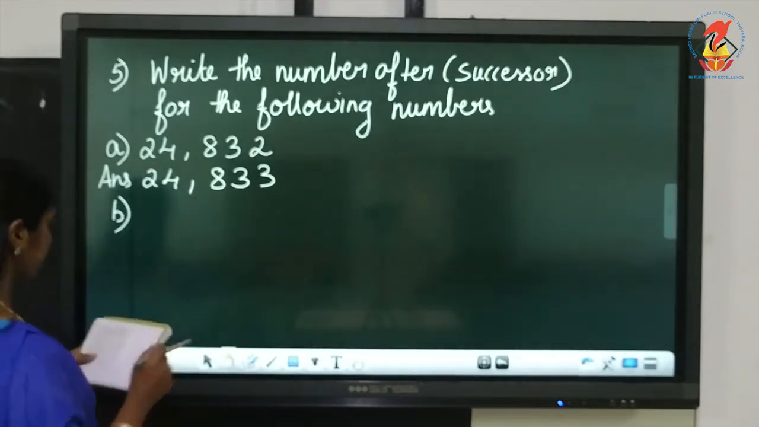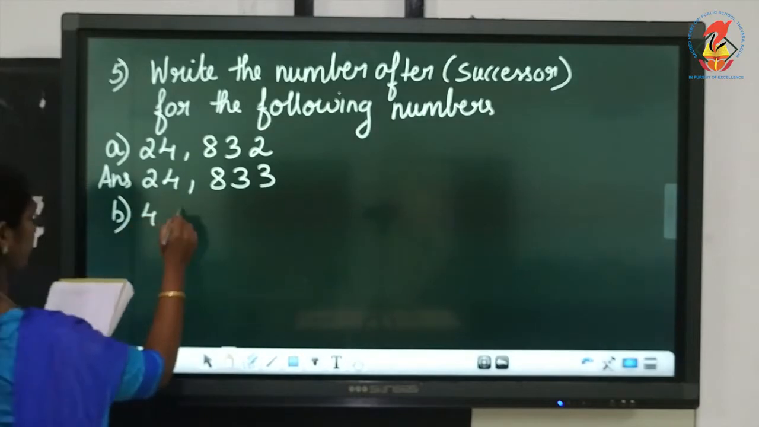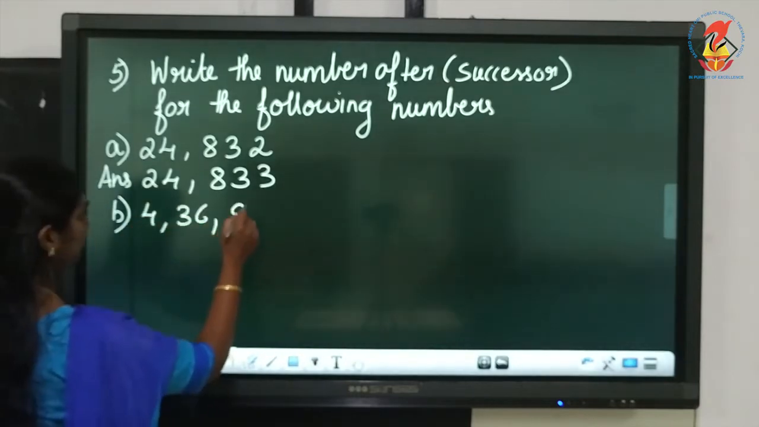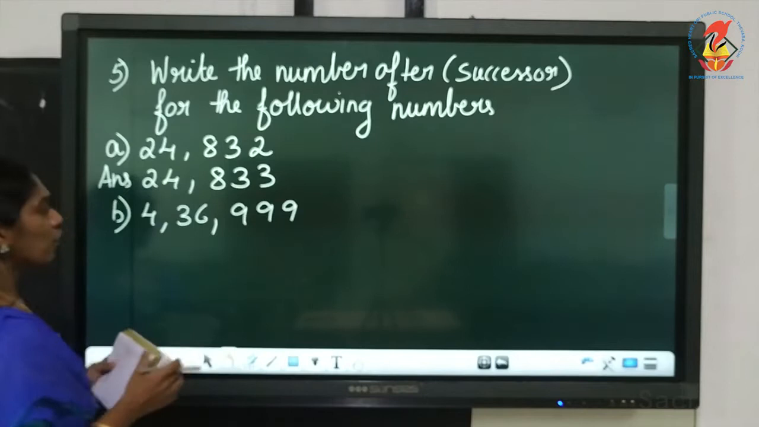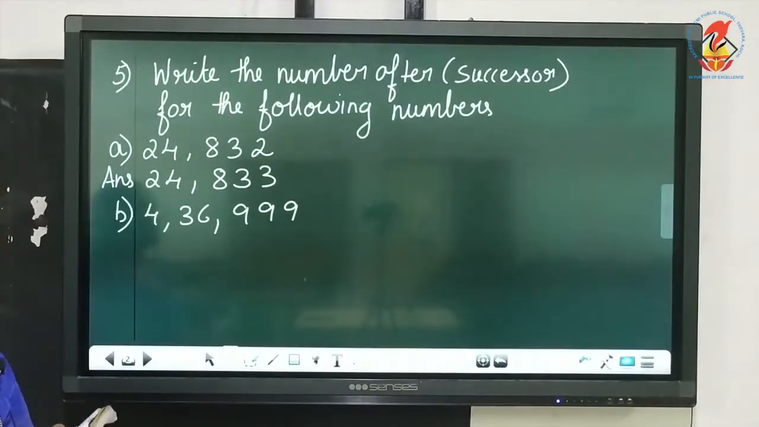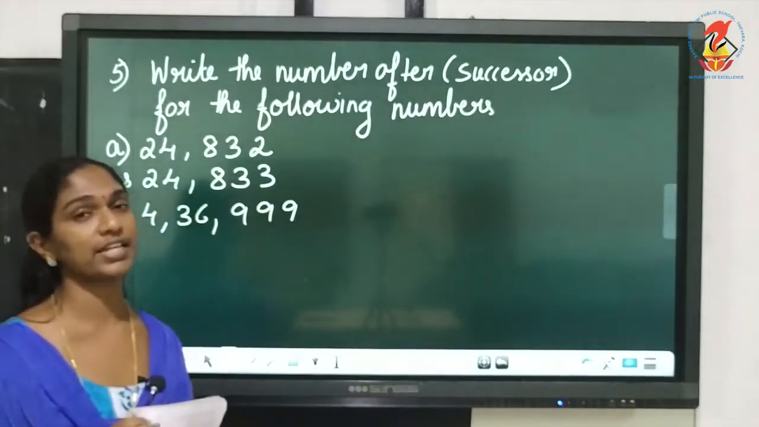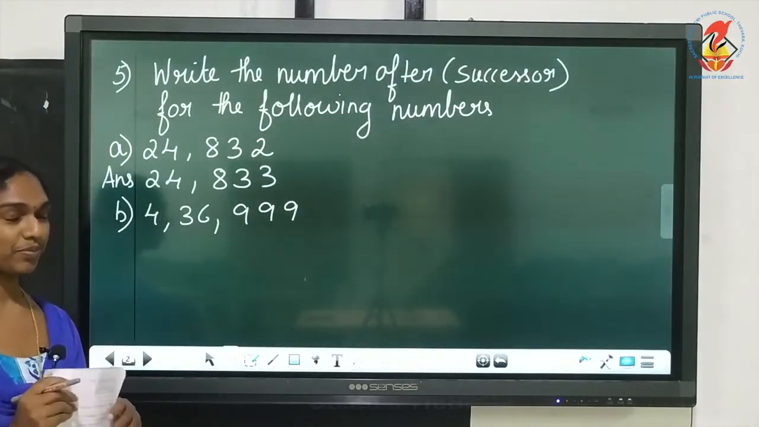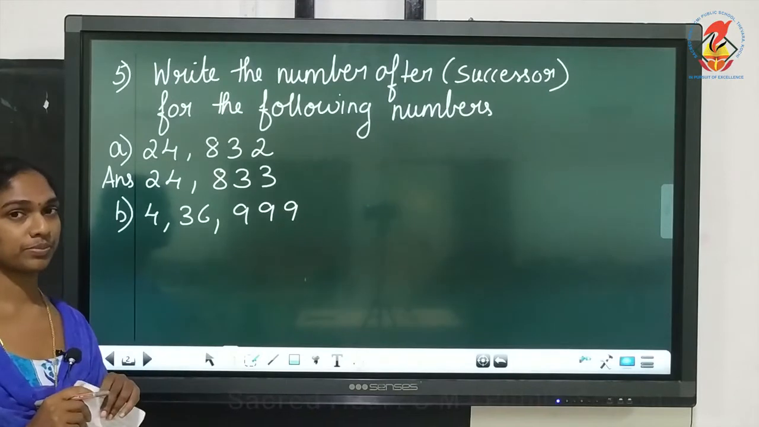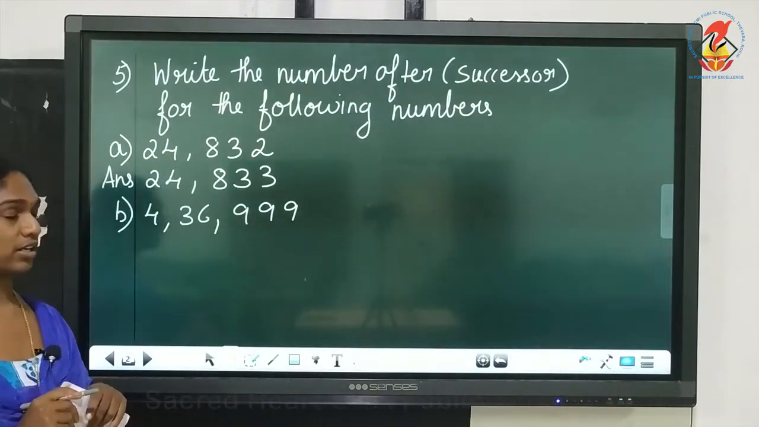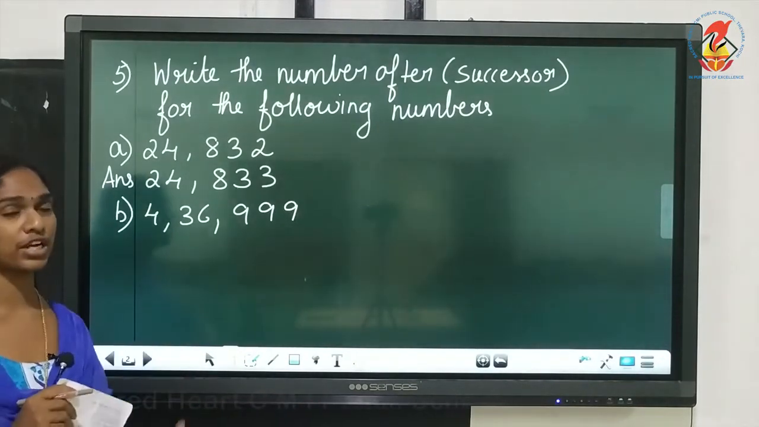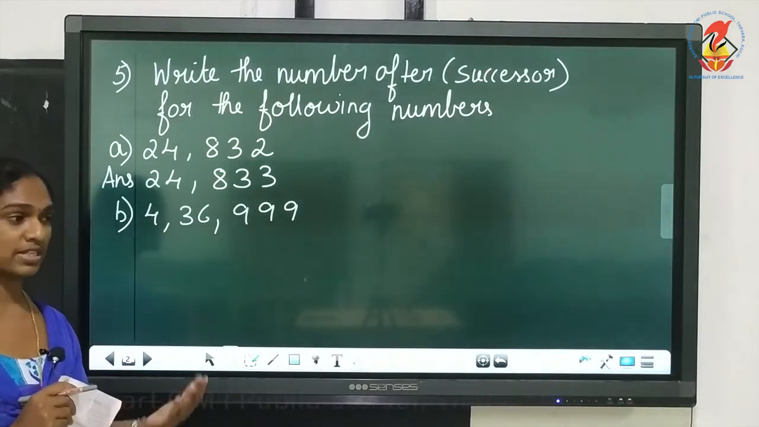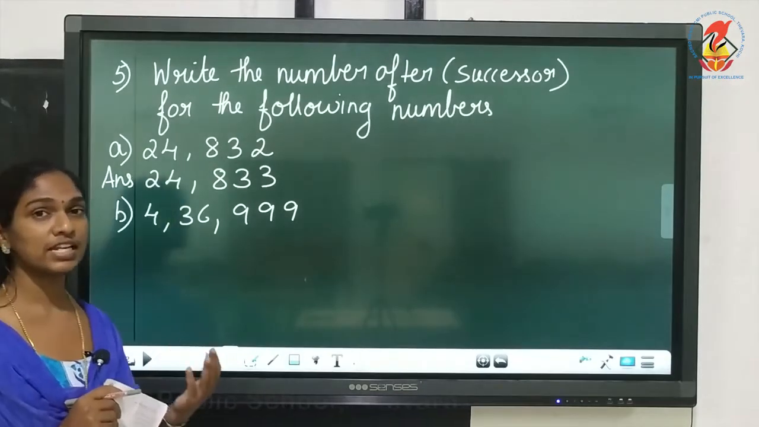Question B. 4,36,999. Here, what is the last digit? The last digit is 9. So, what is the number that comes after 9? Yes, the number that comes after 9 is 10.